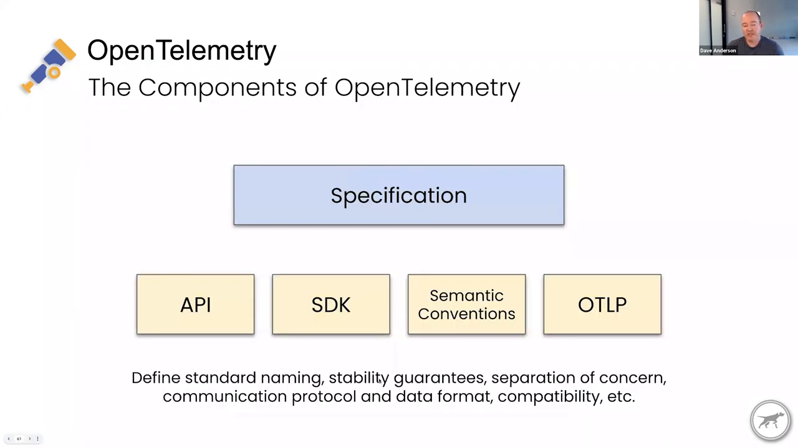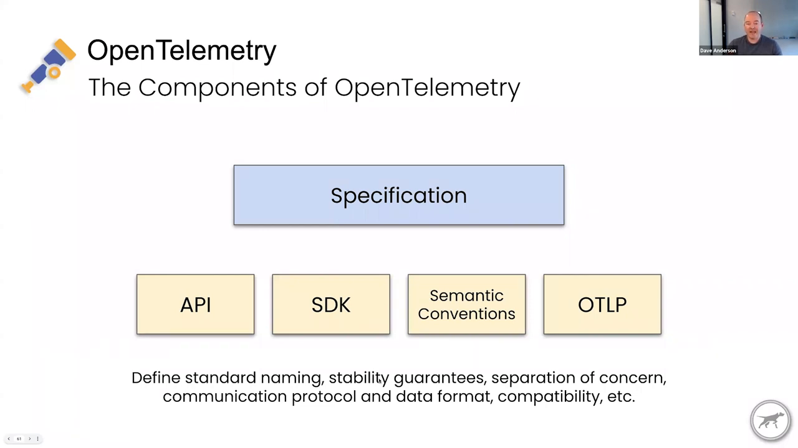So the specification. The specification actually defines how the APIs should behave. It defines the standard naming, the stability guarantees, the separations of concern, the communication protocols, and the data formats, and the compatibility, the backwards compatibility guarantees that it makes for the API and the SDK, et cetera.